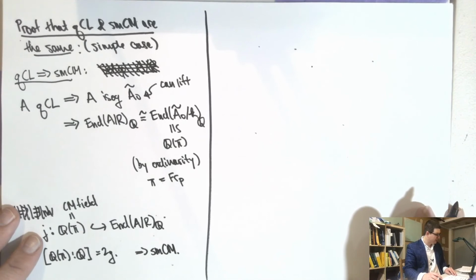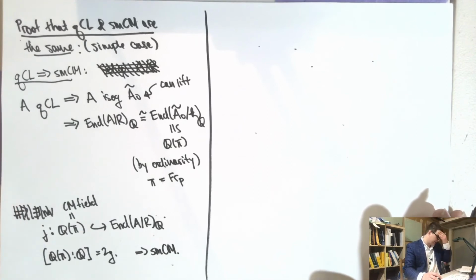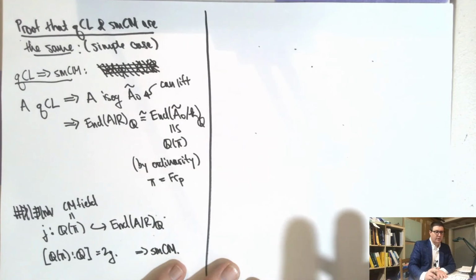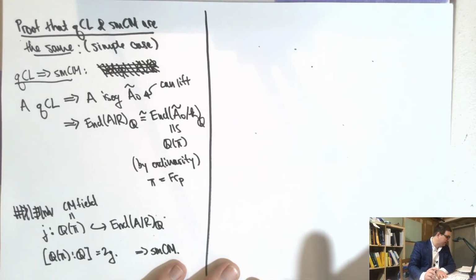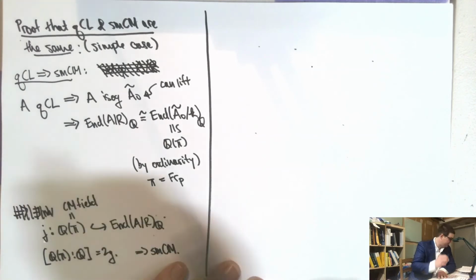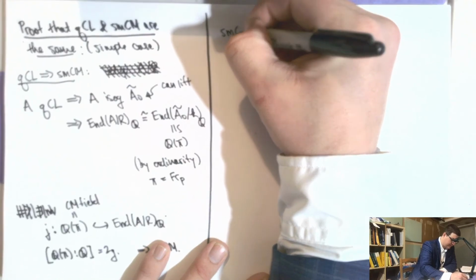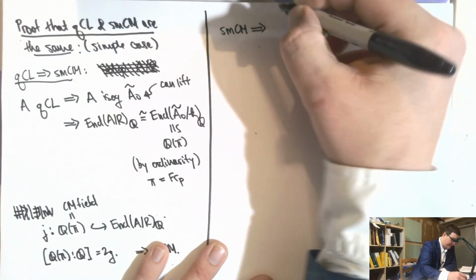Okay, so then the other direction is the following. The characterization of being quasi-canonical is having a lift to the power of the Frobenius, right? So let's do the other proof.